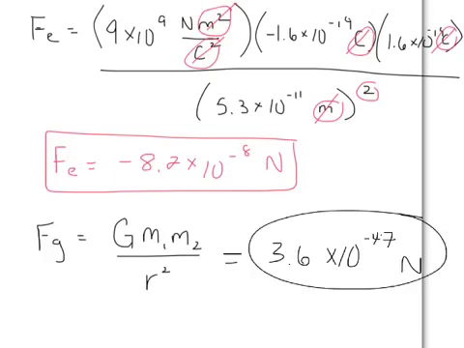We can clearly see that the electric force felt between them, the attractive force, that's why this negative is here, is much greater, a much greater magnitude than the gravitational force felt, something to the negative 47th power. That's a tiny, tiny amount of gravitational force, whereas the electric force, although small, is much greater than the gravitational force.